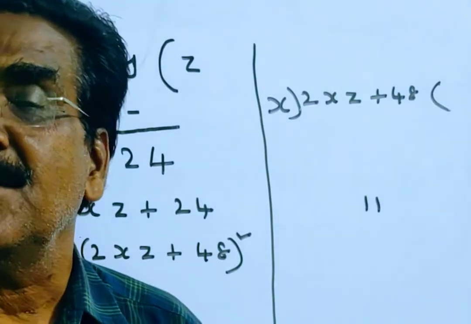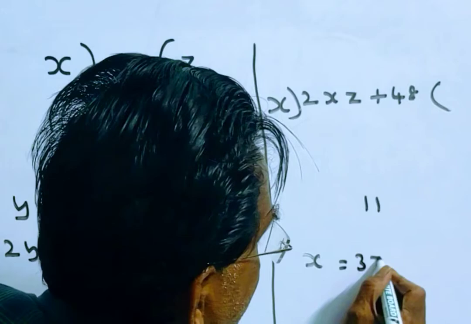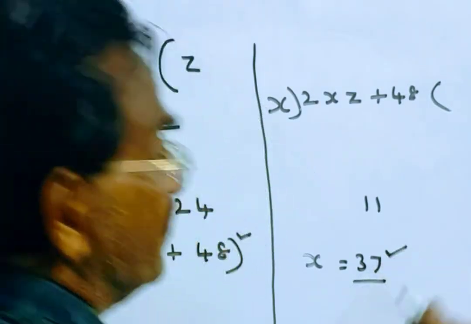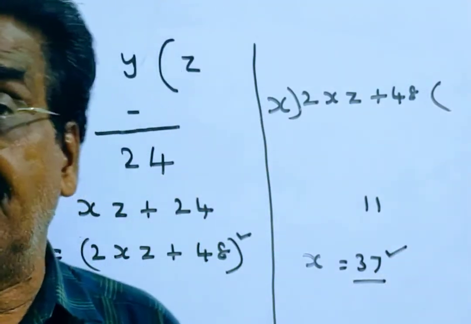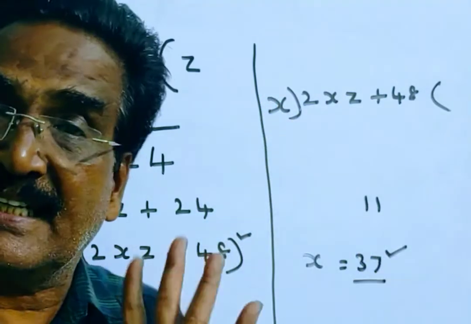So your answer is 37, friends. x is equal to 37. Since 37 is a prime number, there is no other choice. So the divisor must be 37 only.